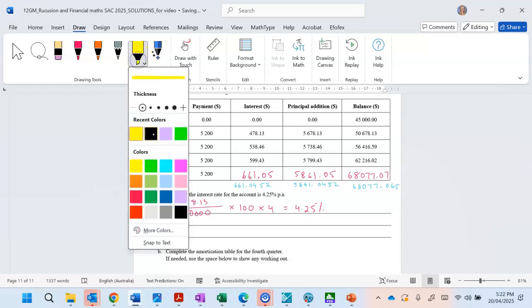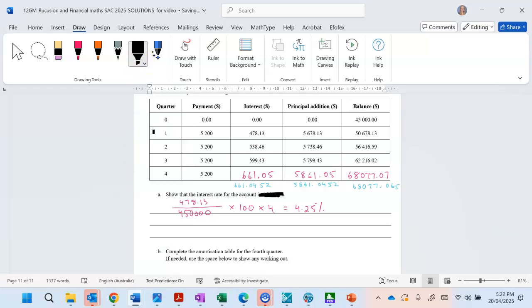Again, you've got to pretend that this answer hasn't been given to you. I wouldn't go blacking it out on your paper, but you've got to get into the habit of pretending it's not there. So that means you had to use values from the table that actually show how the 4.25% is calculated. Students who got this wrong often used the 4.25 in their working out.